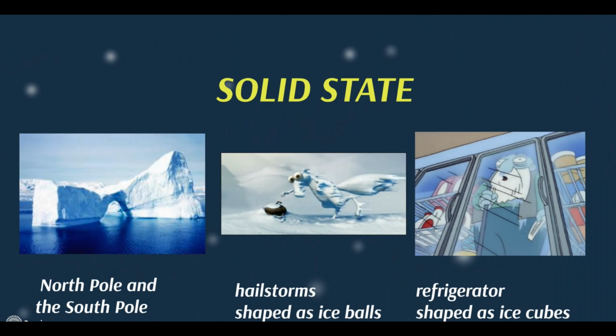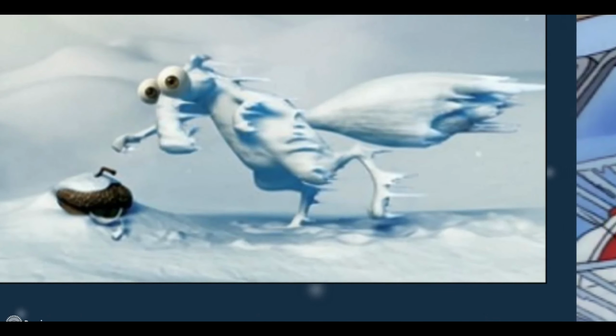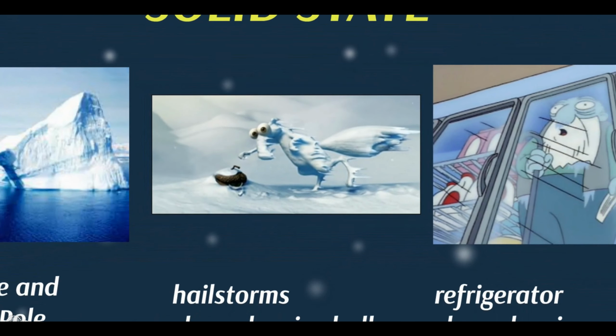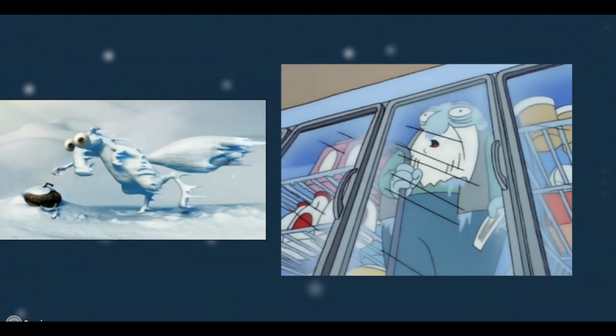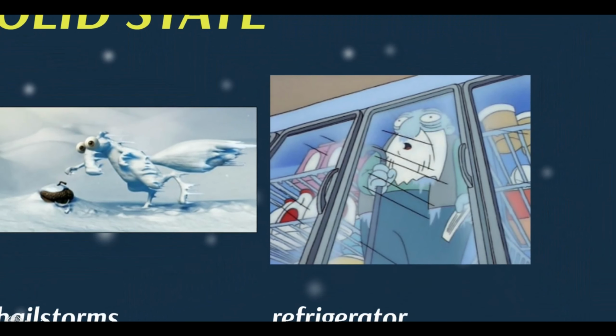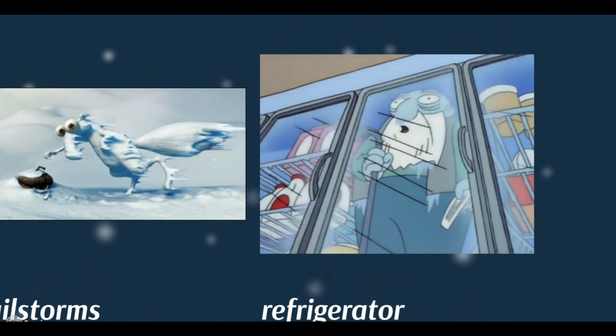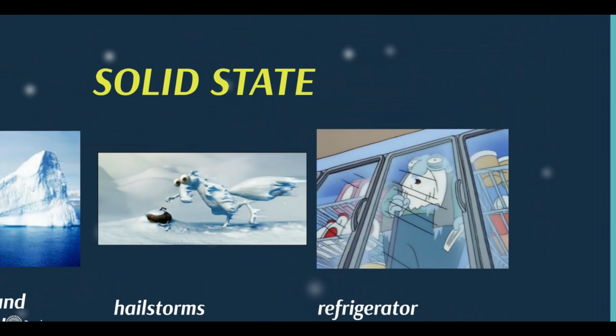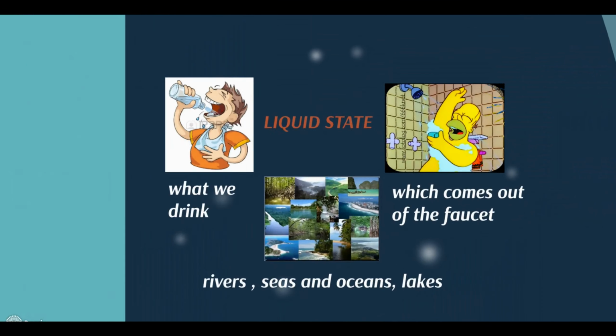For example, solid state. Here we have solid state. We can find it in the North Pole and the South Pole. Okay. Also, we can find it in hailstorm shaped as ice ball, as we can see here. Okay, hailstorm. Also, we can find it in the refrigerator shaped as ice cube. Okay, so let's continue with the next state.